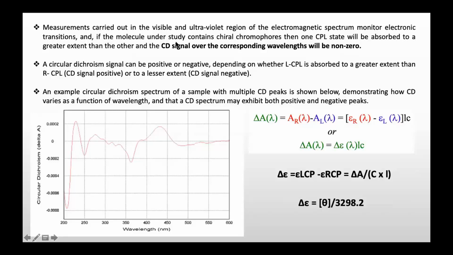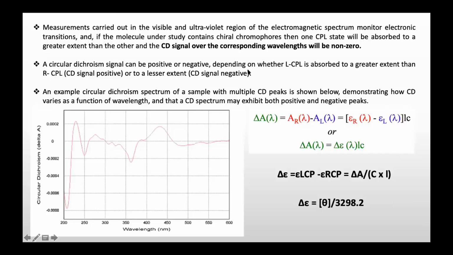Now, measurements are carried out in the visible and UV region of the electromagnetic spectrum and monitor electronic transitions. If the molecule under study contains a chiral chromophore, then one CPL state will be absorbed to a greater extent than the other CPL state, and the CD signal over the corresponding wavelength will be non-zero, meaning it will have positive and negative values, or maxima and minima. So a circular dichroism signal can be positive or negative depending on whether LCPL is absorbed to a greater extent than RCPL or to a lesser extent.